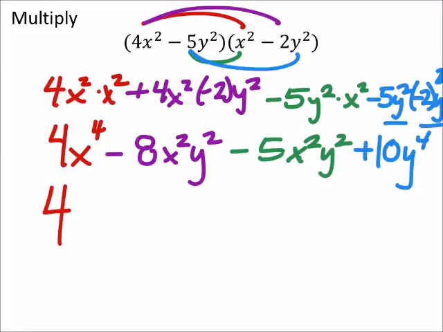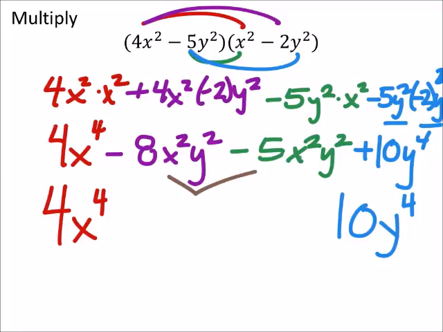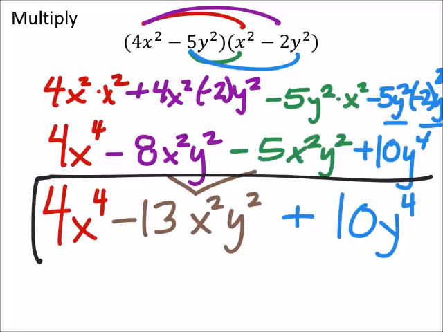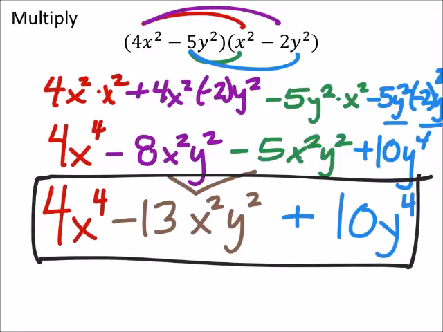And we do have like terms to combine on this one. That's very nice. None of which are 4x to the power of 4 or 10y to the power of 4. But when we combine these two, we're still going to have x squared y squared. But we got negative 8 minus 5, negative 13. And that would be positive 10y to the fourth. All of these ones have the same degree. So that'll be fine.